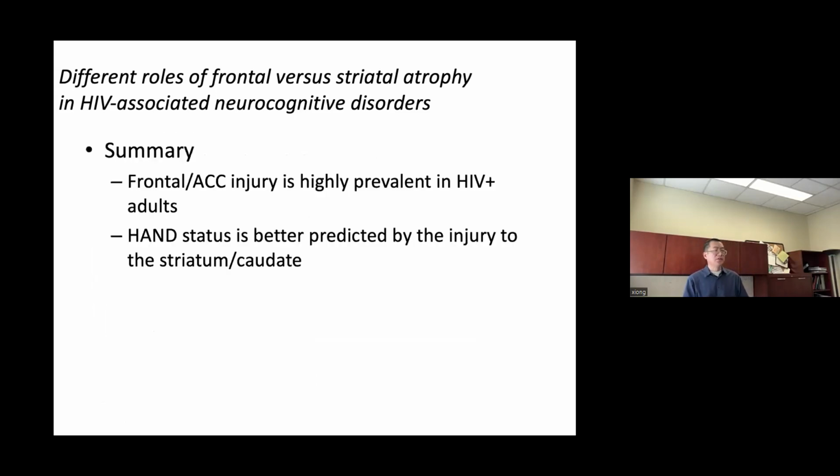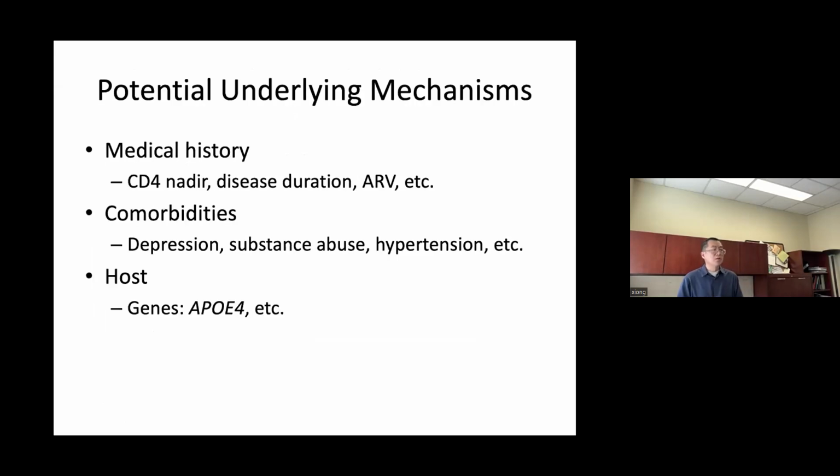To summarize, we think frontal and ACC injury is highly prevalent in the patient population, but in terms of cognitive impairment, it is probably better predicted by subcortical regions, especially the striatum and caudate. Now of course, this is more like a review paper, and more of a meta-analysis paper to give this kind of general framework. So we want to understand how this can be linked to our own patient population.